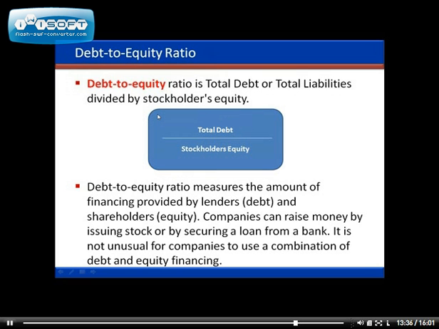The debt to equity ratio is the total debt or total liabilities divided by stockholders' equity. And the debt to equity ratio measures the amount of financing provided by lenders and shareholders. And companies can raise money by issuing stock, or they can raise money by securing a loan from a bank. And it's not unusual for companies to use a combination of debt and equity financing.